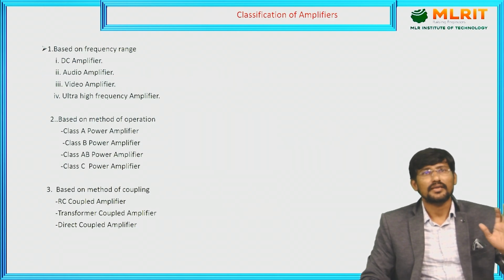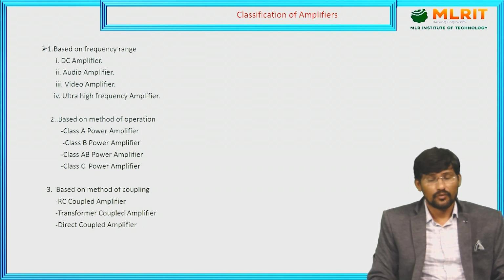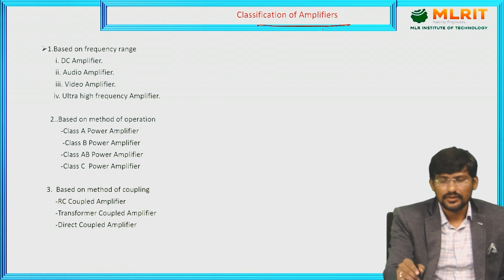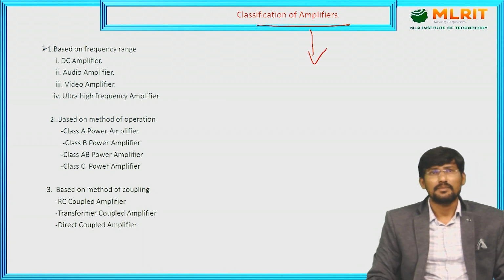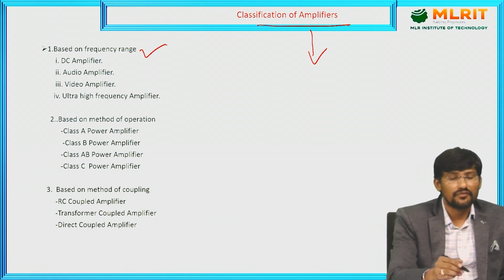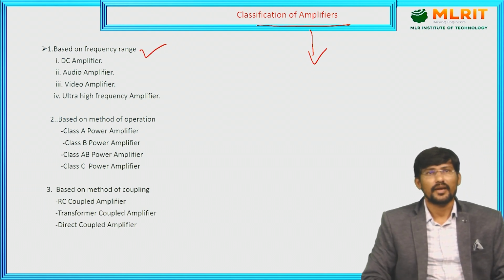And now, coming to the classification of amplifiers, this is the basic part which we need to discuss before going into the design part. So what is the classification of amplifiers? How many types of amplifiers are possible in communication or in electronic circuits? So first one, based on frequency range. Now we have a frequency range from 0 hertz to hundreds of megahertz or gigahertz.